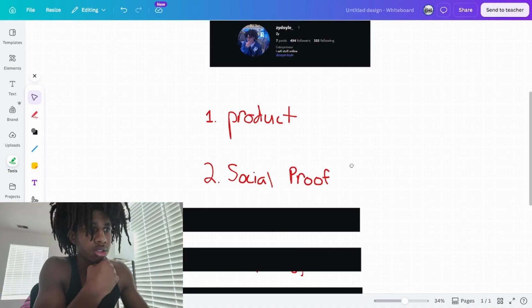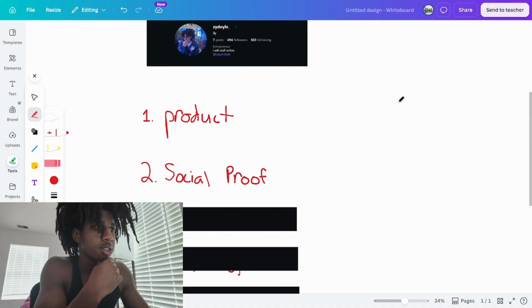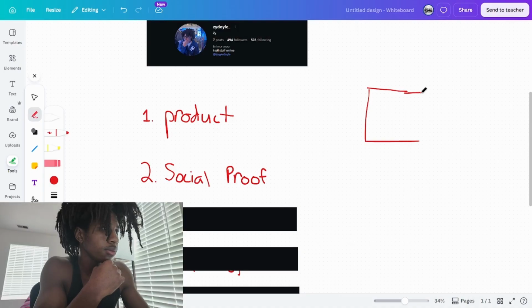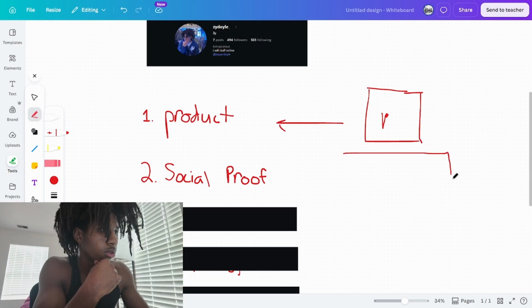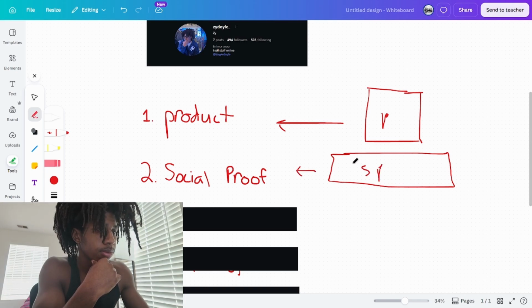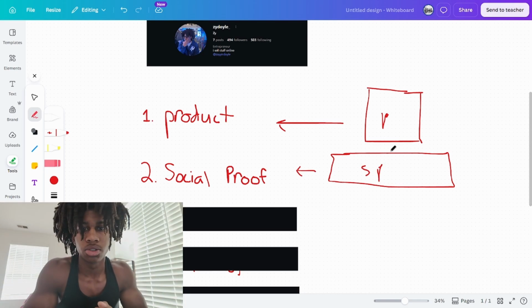Second thing, so first off, say we're on the site. This is the product. We'll just put P. So when you first go on your site, this is gonna be your product right here. And right under this is social proof. So we'll make this like a rectangle. We'll do SP. So right under it is social proof.